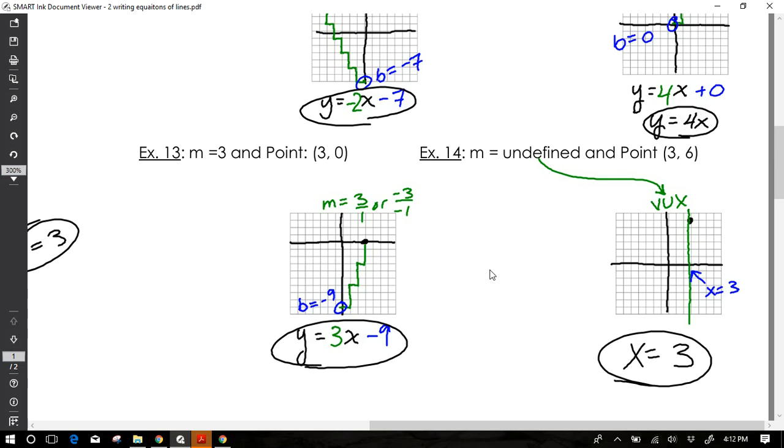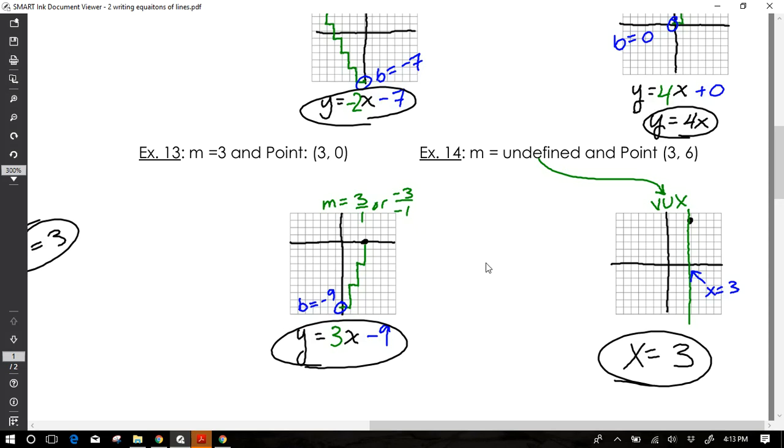And then on number 14, this was tricky because I threw in an undefined slope in there for you. I still plotted the point (3, 6), and then I had to remember undefined slopes are VUX, and that will be a straight up and down vertical line, and it will only cross through the x-axis. So the equation will look like the number that it crosses on the x-axis, which is 3. So x equals 3. Great job.